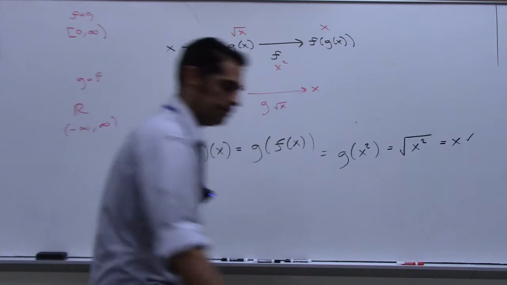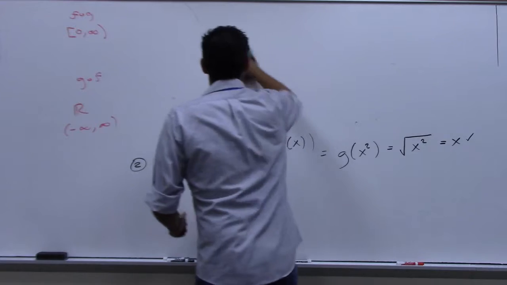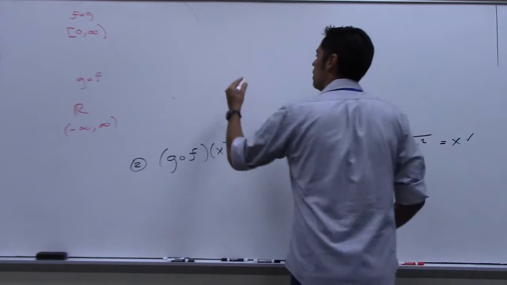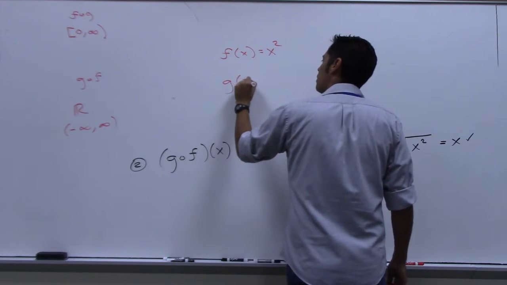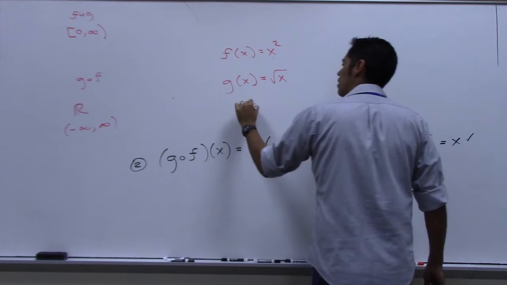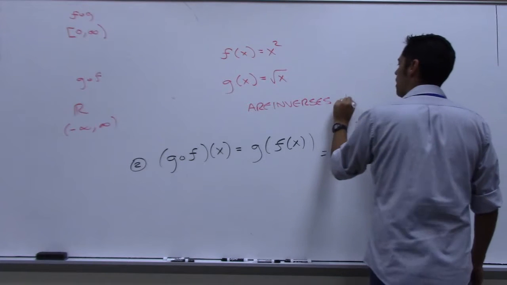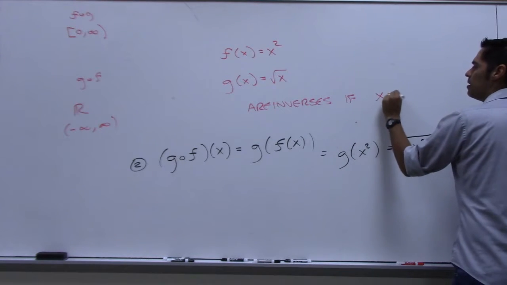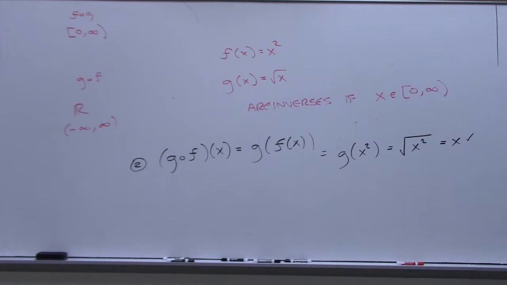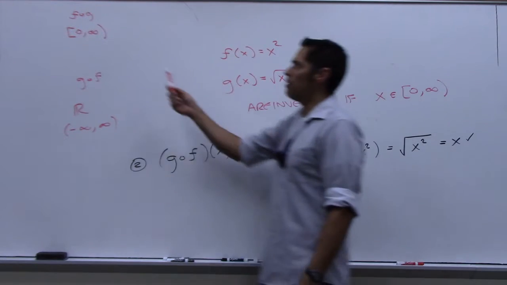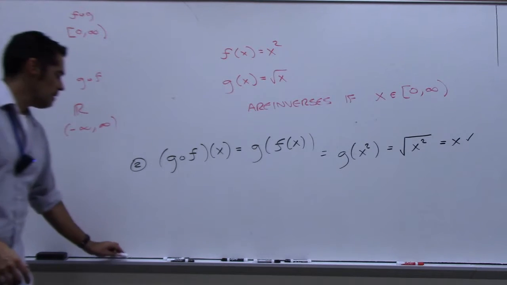So overall, you can say for sure that f of x equals x squared and g of x equals square root of x are inverses if x is an element of 0 to infinity. As long as the x's we're using are from here, we're okay. Understand? So we have to do that every time, then we have to check it.